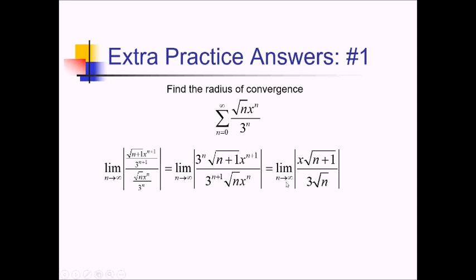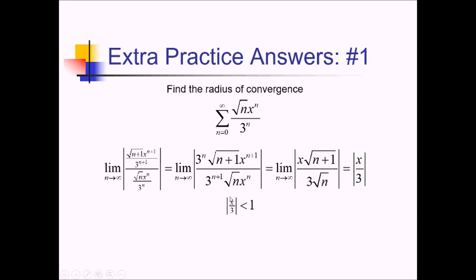As n approaches infinity, we can ignore this plus 1 in here. So we really just have x radical n over 3 radical n. Radical n's can cancel, leaving us without the limit now with just x over 3 in the absolute value. For the series to converge, this must be less than 1. And to get my radius of convergence, I need to have a coefficient of 1 on the x.